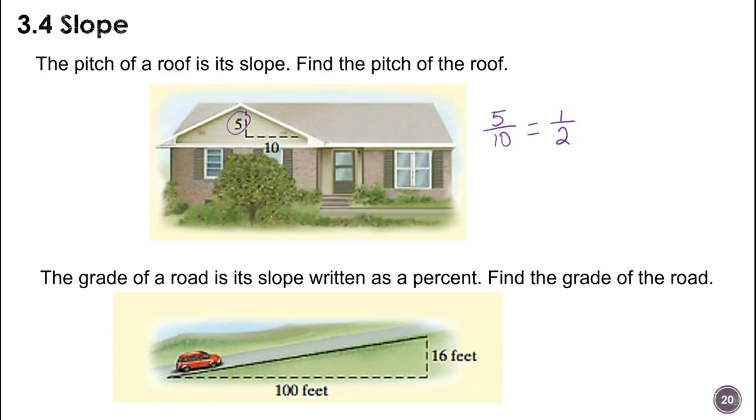The next one is actually a percent. The grade of a road is its slope written as a percent. My rise is 16. My run is 100. And so this has a grade of 16 out of 100, which would be 16%. And that's just another way to look at slope.